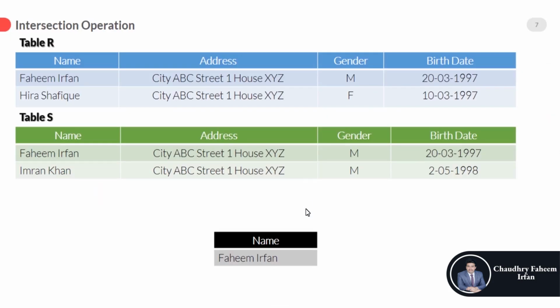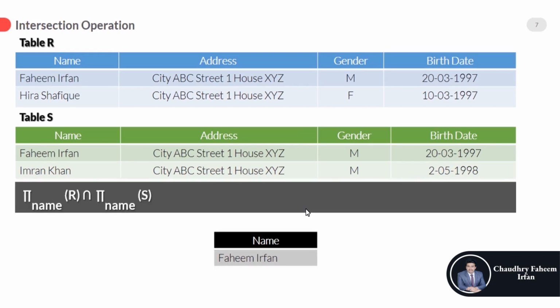Next one is the intersection operation. The intersection operation is the inverse of the difference operation. What is the relational algebra for the intersection operation? By using projection pi name, we are going to select the name column from R, and here is the indication sign for intersection, and projection pi name from S. The intersection operation is going to select those records which are in both. Like Fahim Irfan is in both tables. So Fahim Irfan is selected, and now we are going toward implementation.